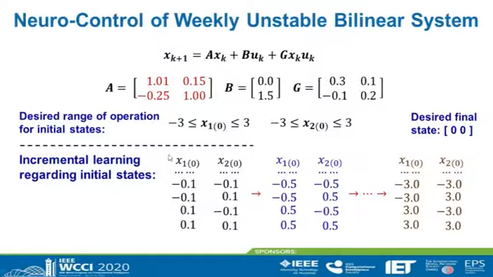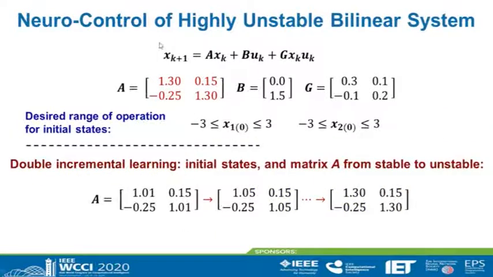At the beginning, the neural network will be trained considering these initial states, which are very close to the desired final state. After this training is completed, we continue with this set of initial states, which is further from the desired final state. After this training is completed, we continue with further and further initial states until finally we cover all the range within the desired range of operation of initial states.